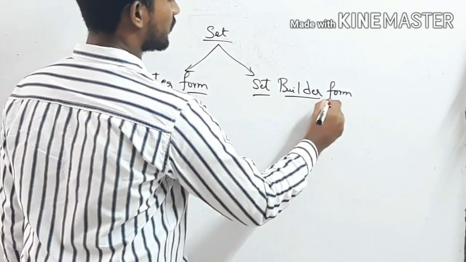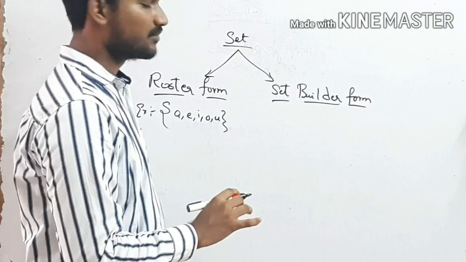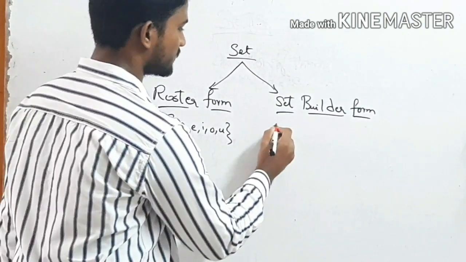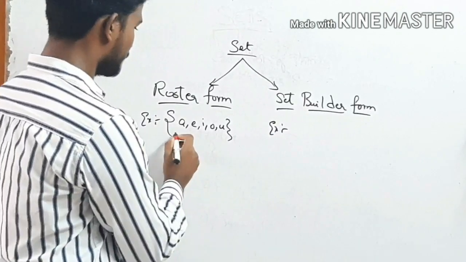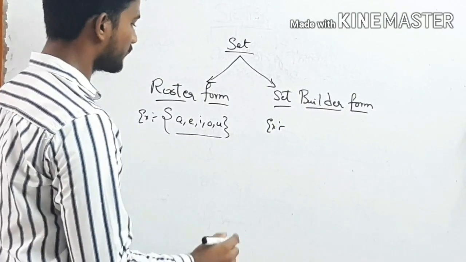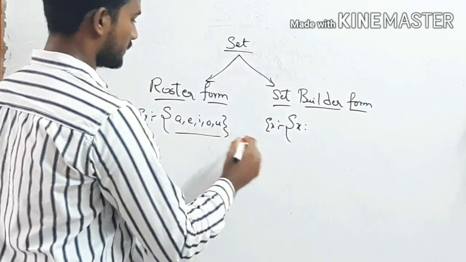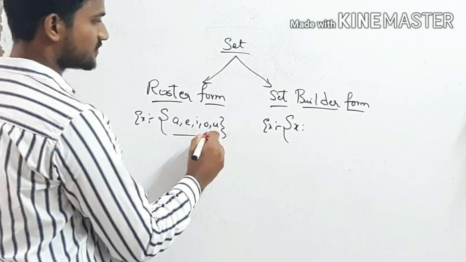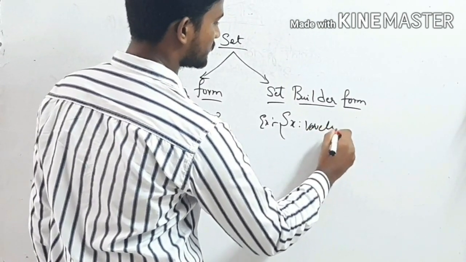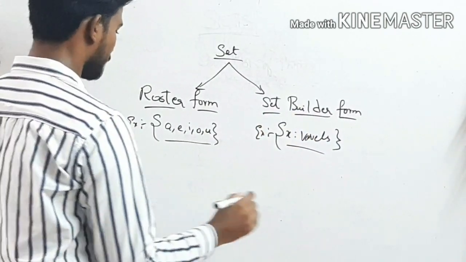But in the set builder form, the elements in the set are represented by words, with an expression like this. This example is represented in set builder form. Then we can represent it as x, where x is a vowel. So we can write x belongs to vowels. This is an example of set builder form.